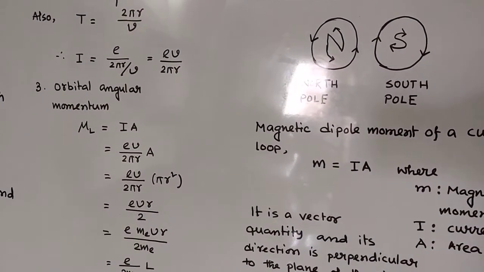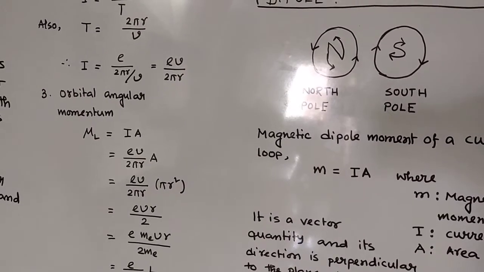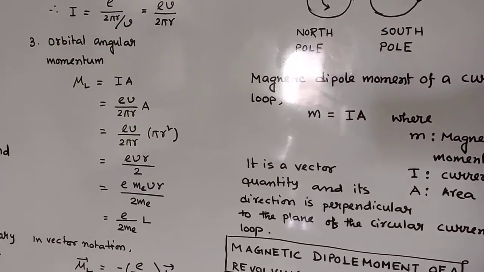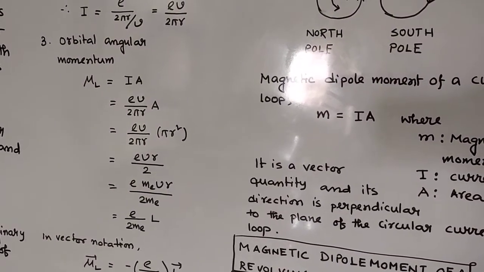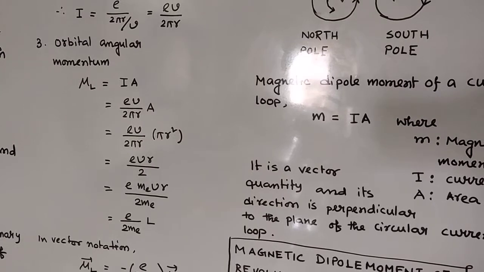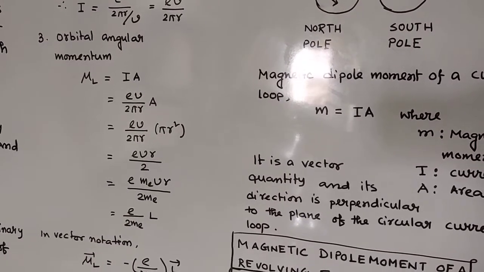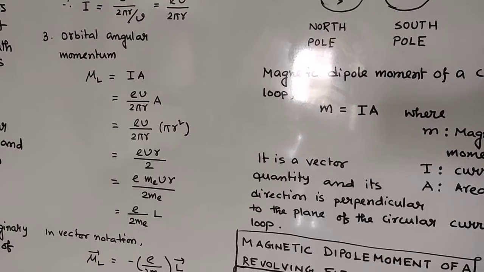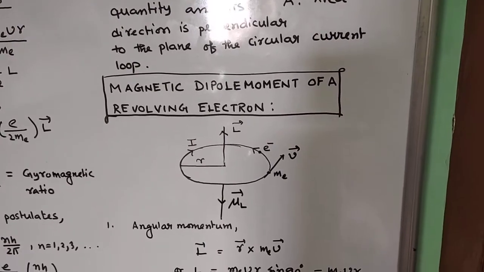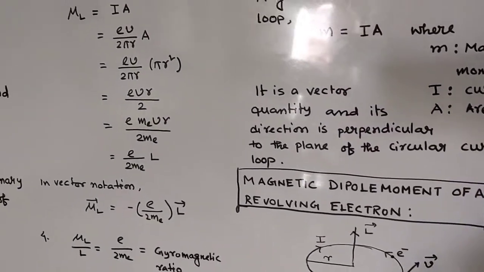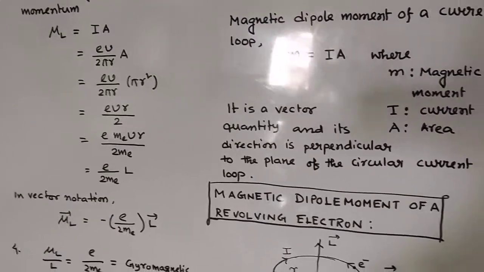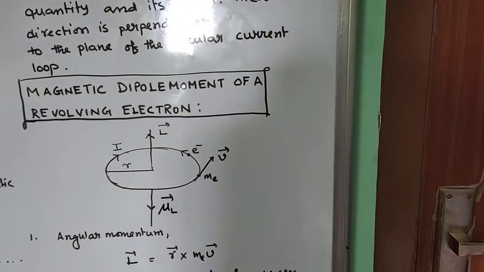So current into area: I equals e v by 2 pi r, and A is pi r squared if it is circular. If you simplify, pi goes off and one r goes off, so e v r by 2. So what we will do is multiply both numerator and denominator by the mass of the electron, and you get e m_e v r by 2 m_e. So m_e v r gives you the angular momentum, so it comes out to be e L by 2 m_e.